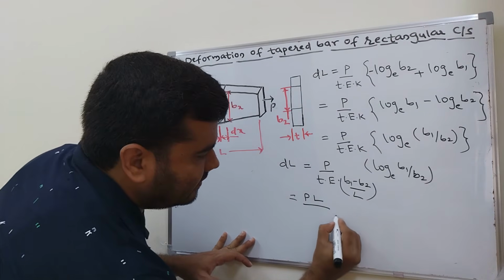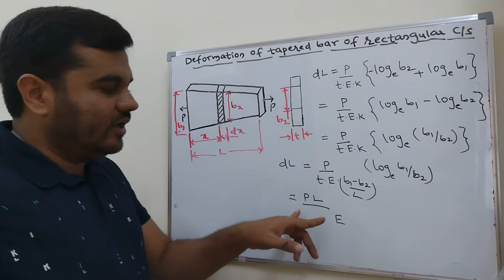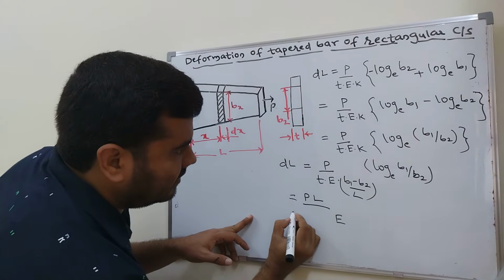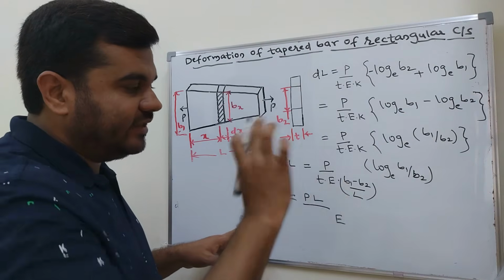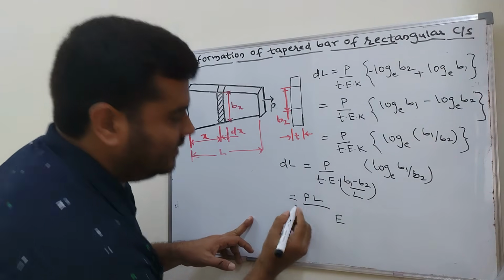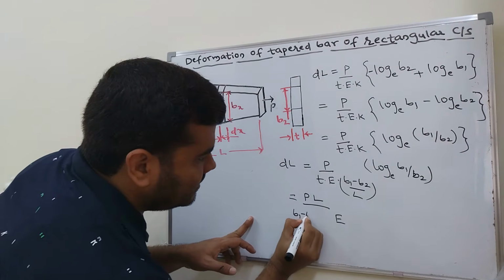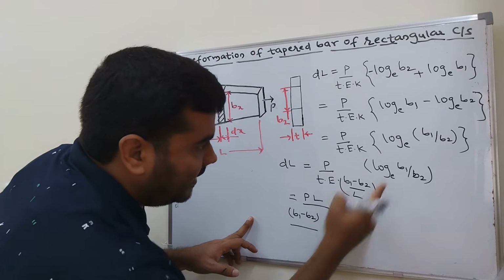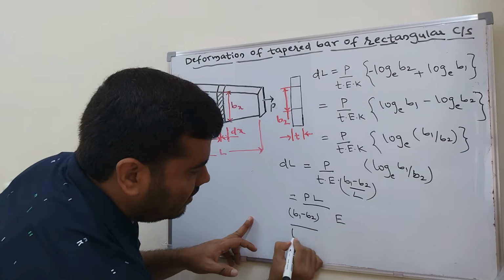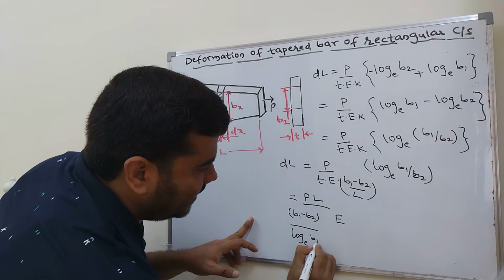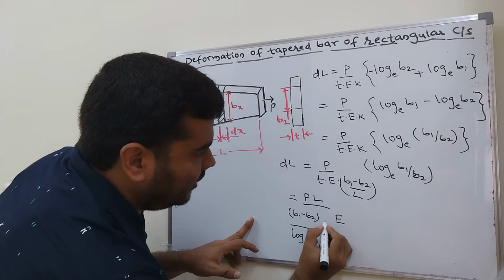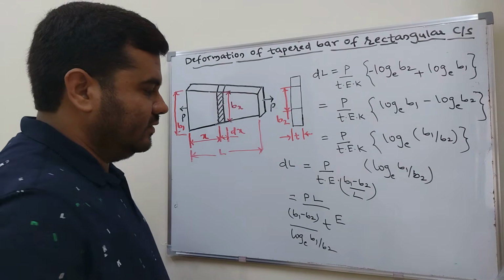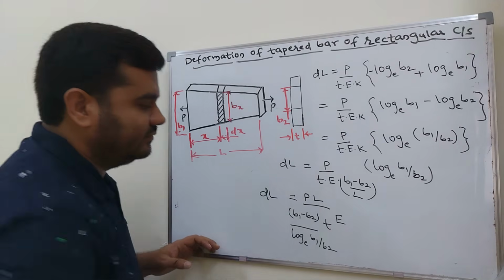This is E, as usual Young's modulus. How will you remember A? A is the width into thickness, right? How do we write the width here? That is b1 minus b2 divided by, in the denominator, log to the base e of b1 by b2, into thickness here. That is the deformation.